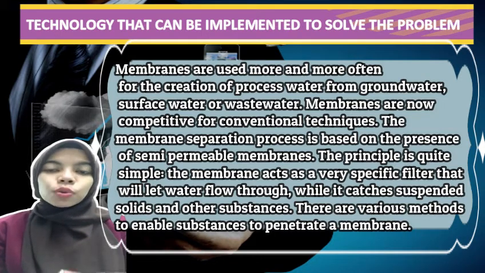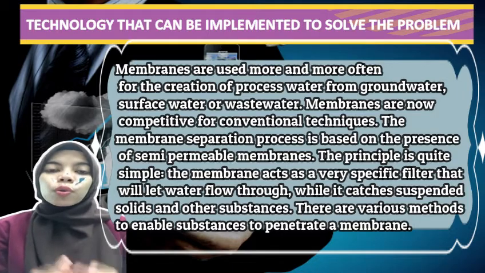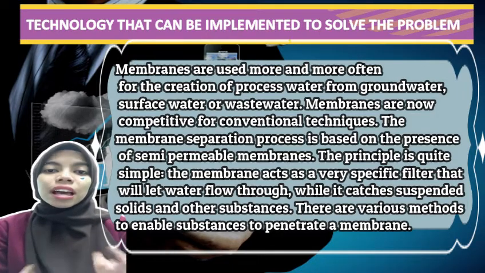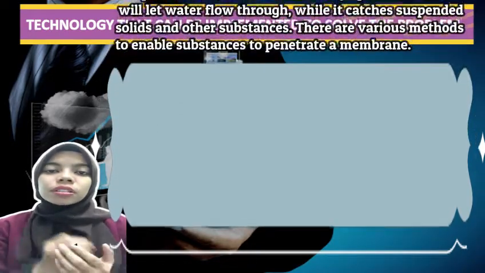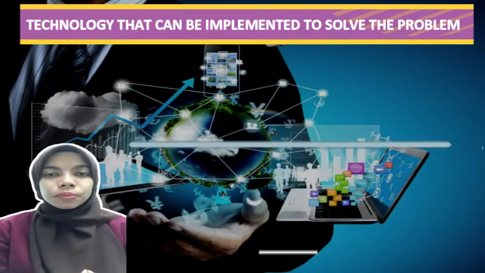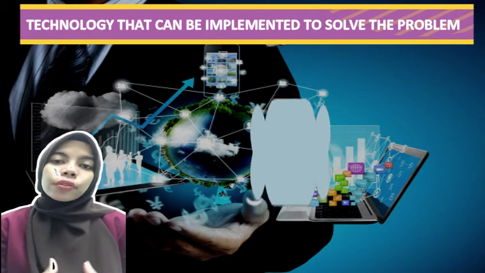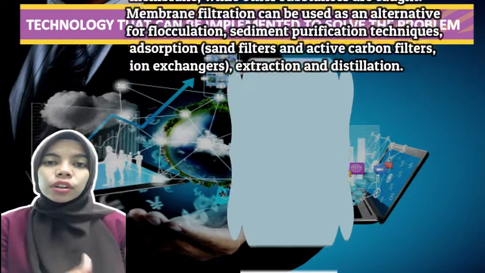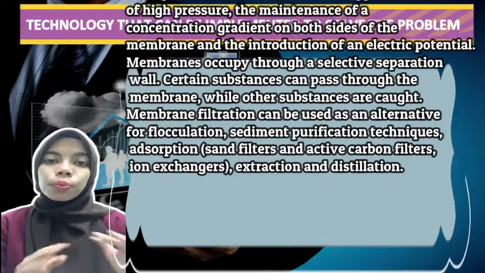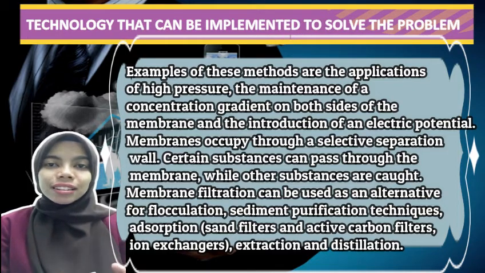The principle is quite simple. The membranes act as a very specific filter that will let water flow through, while it catches suspended solids and other substances. There are various methods to enable substances to penetrate a membrane. Examples of these methods are the application of high pressure, the maintenance of a concentration gradient on both sides of the membrane, and the introduction of an electric potential.